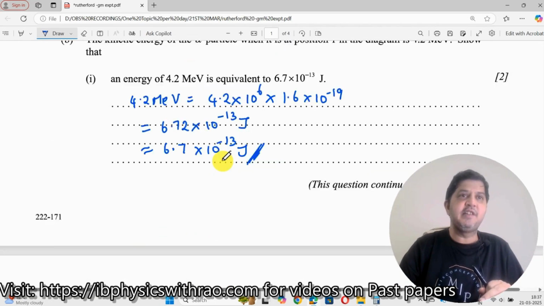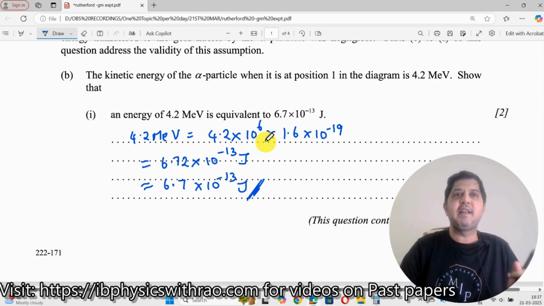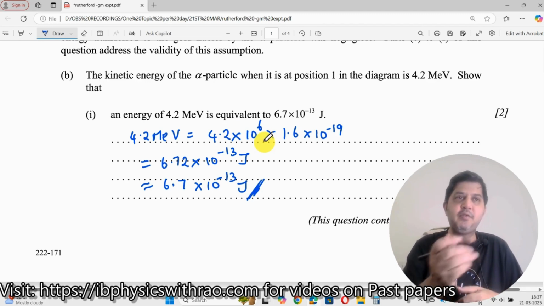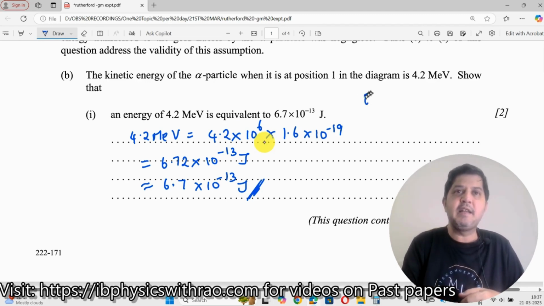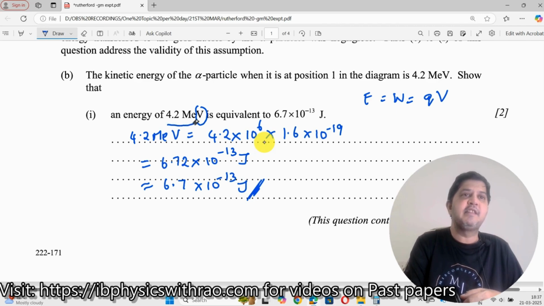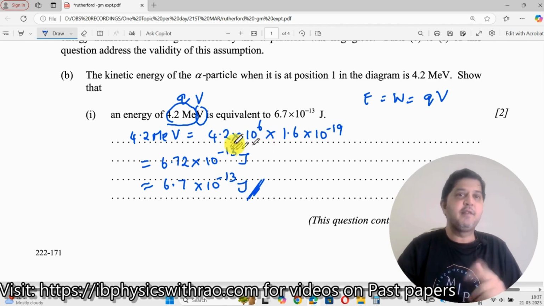Then the second question focused on how to convert an energy mentioned in electron volts into joules. So what is the formula we use over here? We use the formula energy, or work done, W equals Q times V, which we have learned in electrostatics. Q is the charge, V is the potential difference. So we use the same thing: the electron charge is your Q over here, times V. This is what we have learned here.